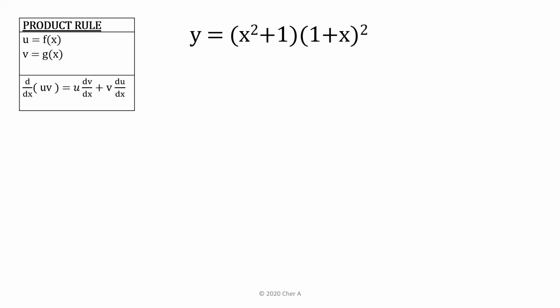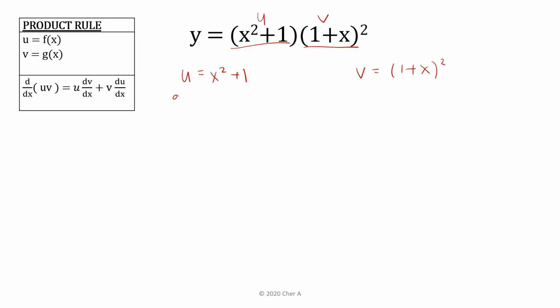Okay, now let's look at another example. So here we have two functions of x multiplied by each other. This is how we know that we need to use the product rule. So this is my u and this is my v. I'm going to write it out here. u is equal to x squared plus 1. My v is equal to (1 plus x) squared.